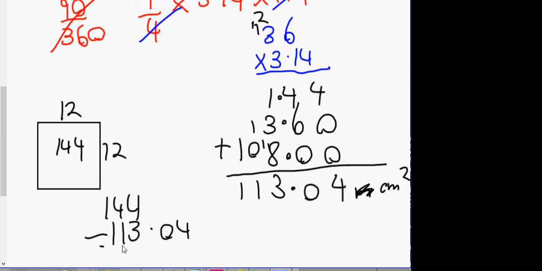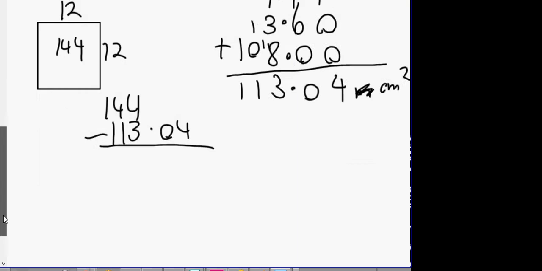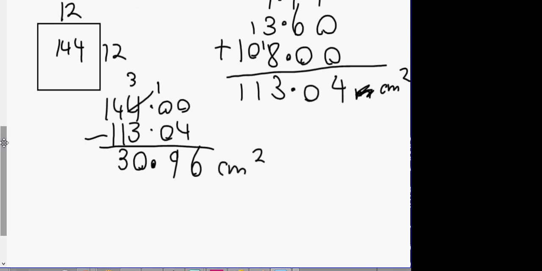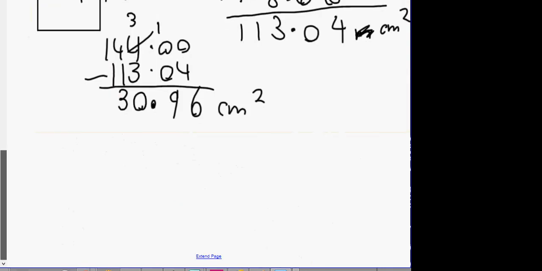113.04. 144.00 there. So I have to take something away from 4. So 96, right? Borrow the 1. So 0. Just 3 there, yeah. 30.96 centimeters squared. No bother there, lads. Too easy for the likes of you guys.